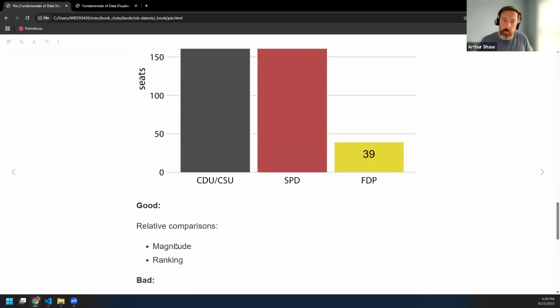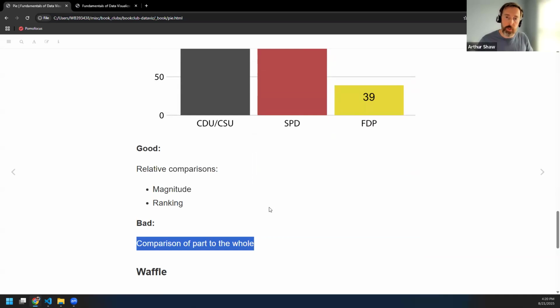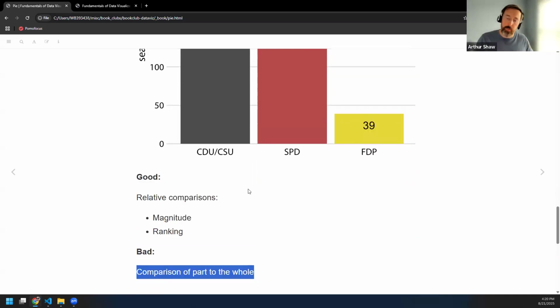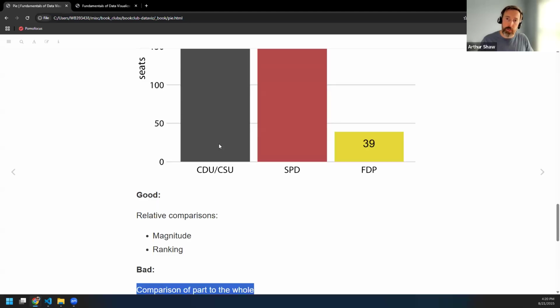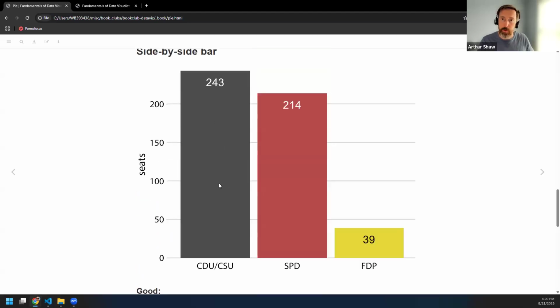So it's good for magnitude and ranking, but not so great at judging the relative proportion, like what proportion this constitutes of the whole, because you're just looking at absolute magnitudes, not, in this case, percentages.